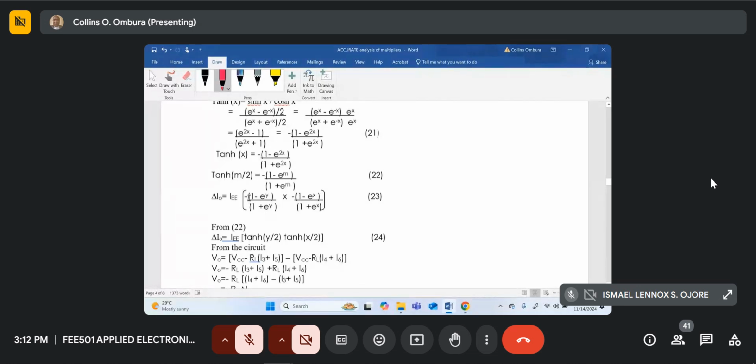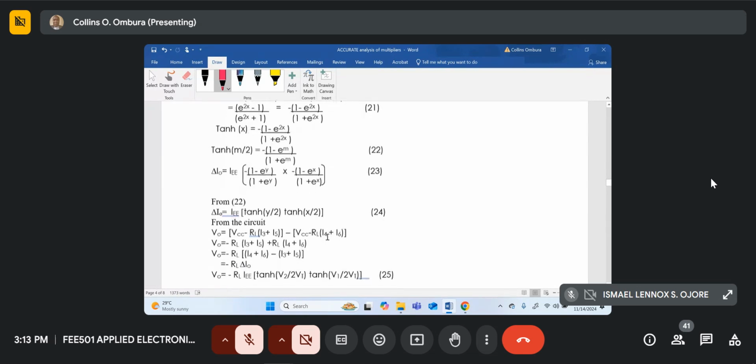And we found out what these terms are. So this first term is identical to our equation 22, only that instead of m, we have y. So the first term will be y by 2, and the second term will be x by 2. So the differential current, delta I naught, is I triple E tan hyperbolic y by 2 into tan hyperbolic x by 2.